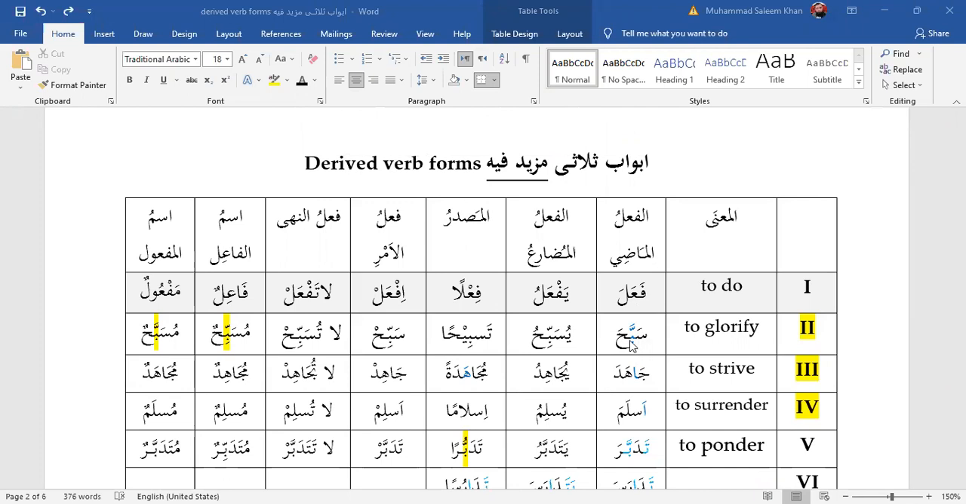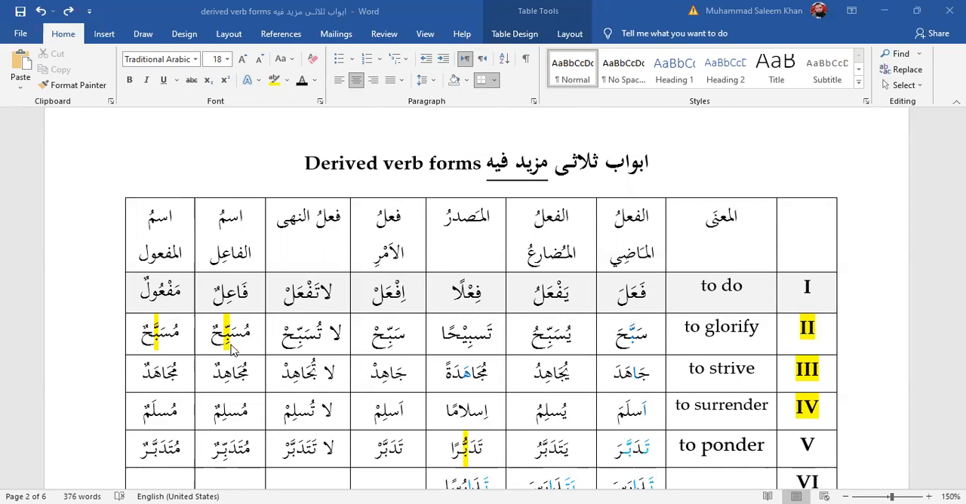So here we have the tashdeed is extra. Sabbaha, yusabbihu, tasbihan. And sabbih, fa'il al-amr, la tusabbih, fa'il al-nahi. And musabbihun is ismul fa'il, and musabbahun is ismul maf'ul. Ismul fa'il and ismul maf'ul will follow the same pattern for all the 10 forms of the verb, from 2 to 10. So all the 9 derived forms of the verb follow the same pattern.